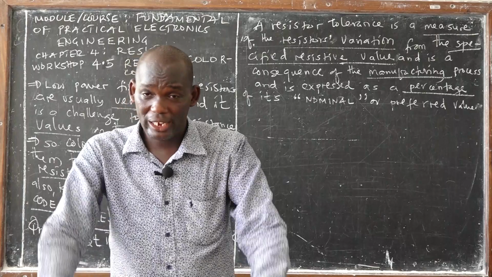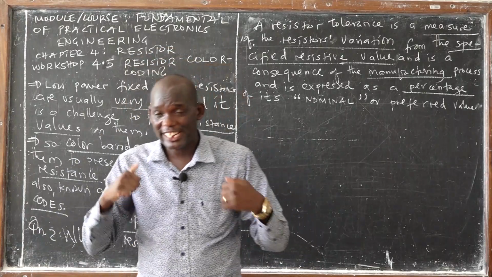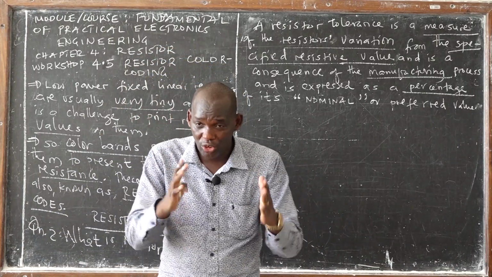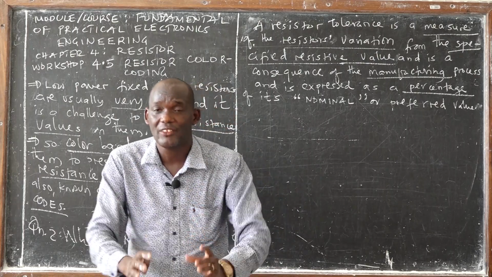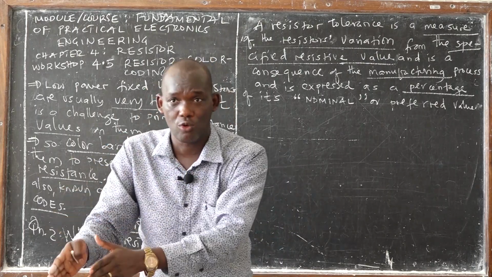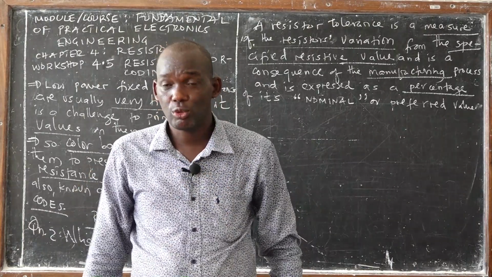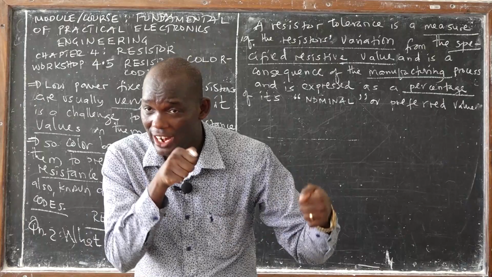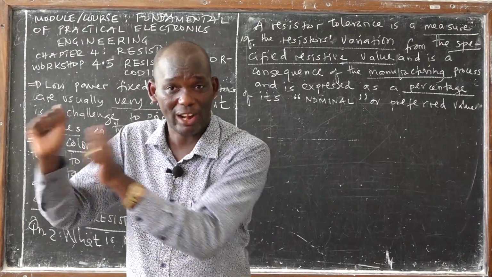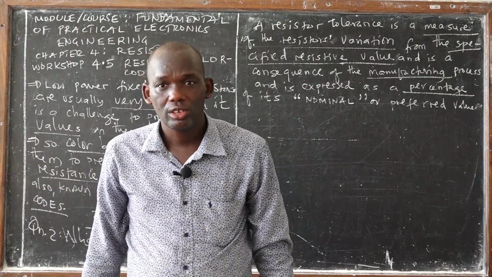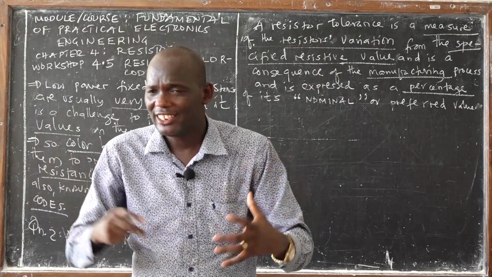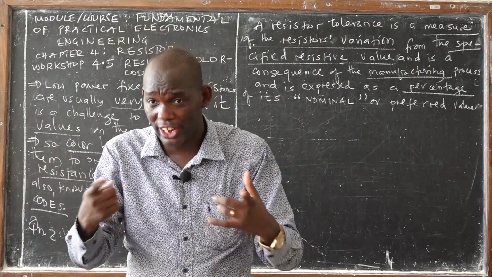We'll realize this in this week or in the next workshop: according to the manufacturer, this resistor's resistance is 100 ohm. But when we measure, we'll never find exactly 100 ohm. We might find a value less than 100 ohm or greater than 100 ohm. So you can ask yourself, does this resistor not have a resistance of 100 ohm?